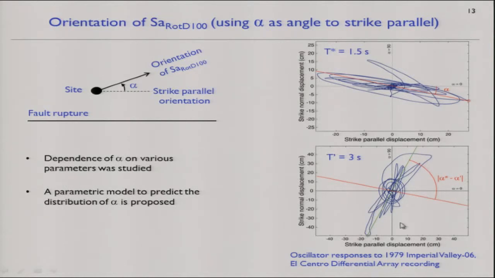There was a near fault ground motion. It's about 5 kilometers from the Imperial Valley rupture, 1979. Just to illustrate, at 1.5 seconds, an elastic oscillator displacement would look like this. So the maximum spectral acceleration would be in this orientation, approximately in the fault strike parallel orientation. And so we would have an alpha here of about 10 degrees or so. For the same ground motion at a 3-second oscillator, the maximum response is in a much different orientation, approximately strike normal. So we would have an alpha of approximately 90 degrees in a case like that.